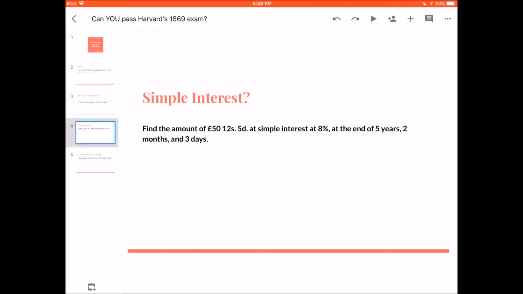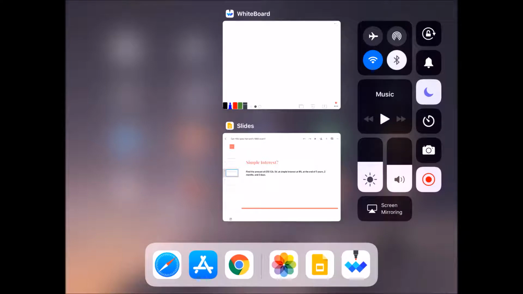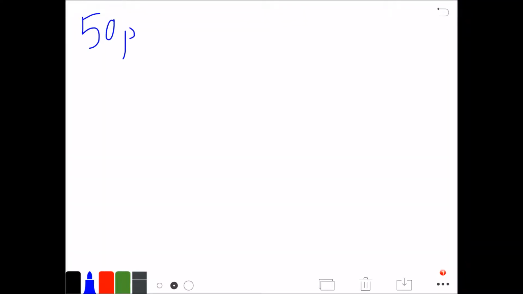Simple interest. Simple enough, but this question makes it a lot harder than it has to be. Find the amount of 50 pounds, 12 shillings, and 5 pence at simple interest at 8% at the end of 5 years, 2 months, and 3 days. Simple interest is I equals PRT, where P is the principal, R is the rate, and T is the time. But the units are going to be hard, because it wants 50 pounds plus 12 shillings plus 5 pence. And that's going to be a pain.